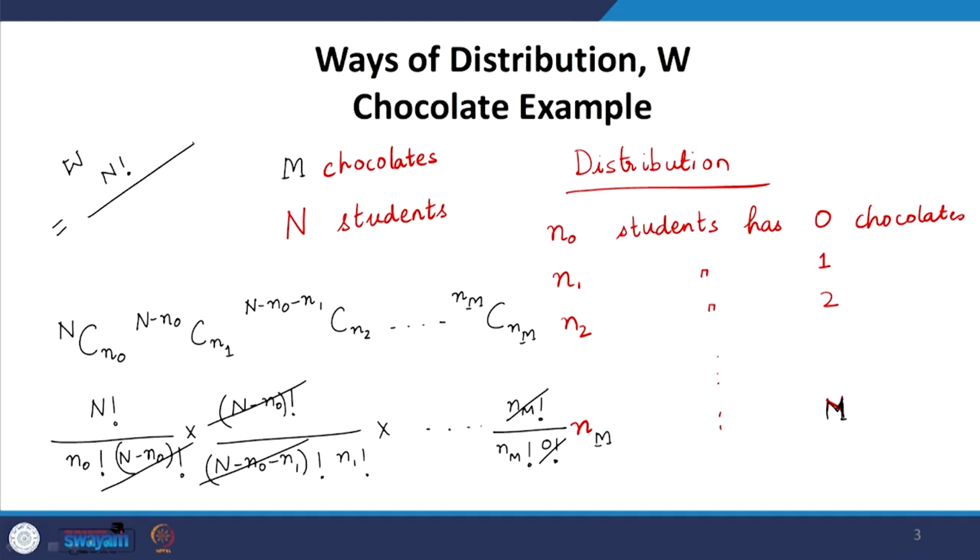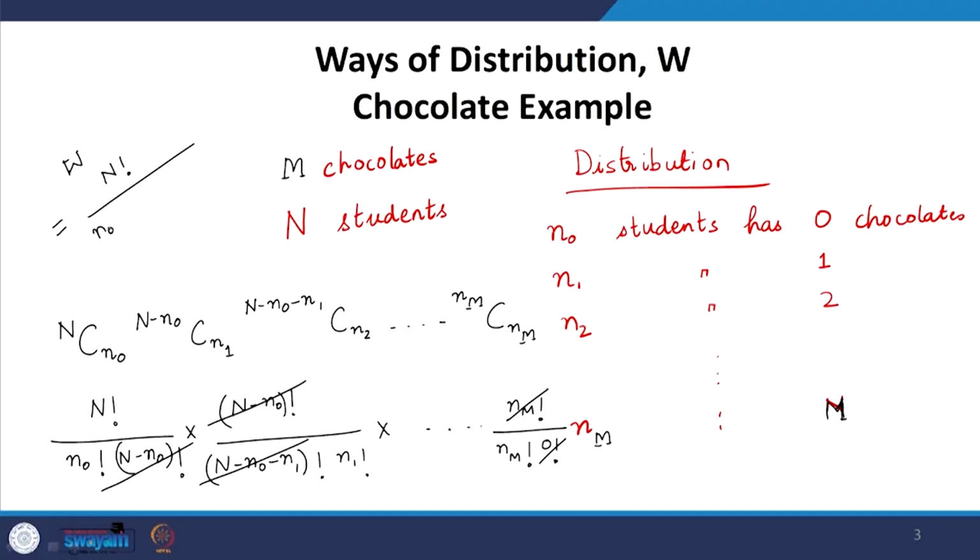So, you can see why I have said m chocolates instead of n, so that we do not have the confusion. So, we have n students and n goes in the numerator divided by the number of ways of distributions multiplied n naught, n1 to nm, right. So, we can take simpler examples to carry home this particular point.